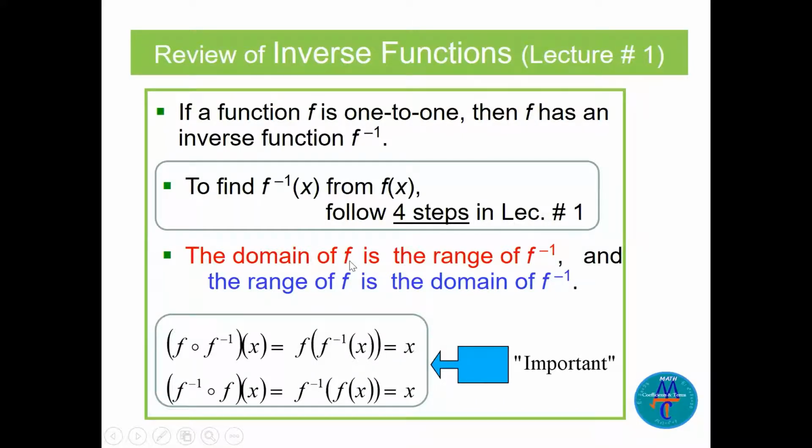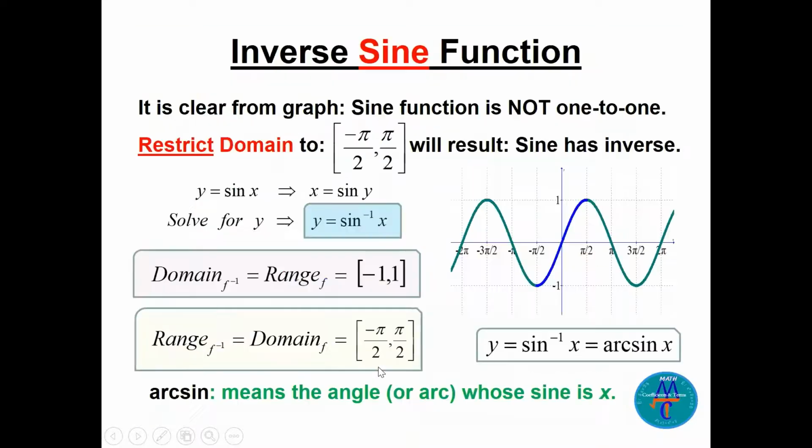The domain of f is the range of the inverse, and the range of f is the domain of the inverse. We can always use that. Also, f composed with f inverse of x is equal to f of f inverse of x, which is equal to x. The same thing for f inverse composed with f of x is equal to x. We call these cancellation properties.